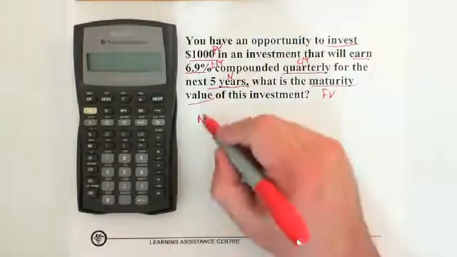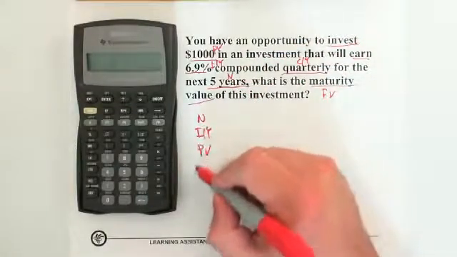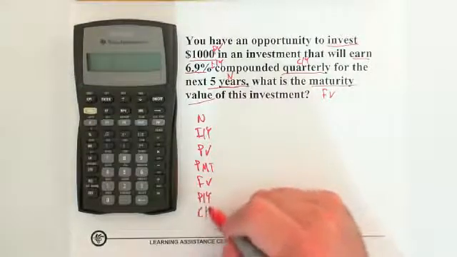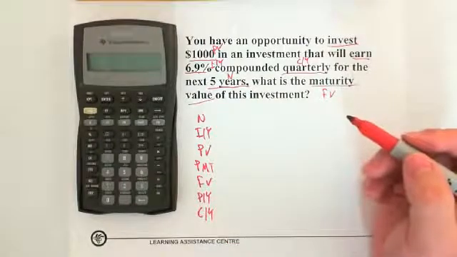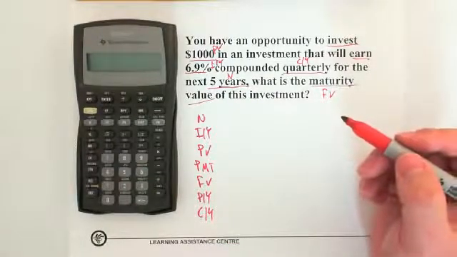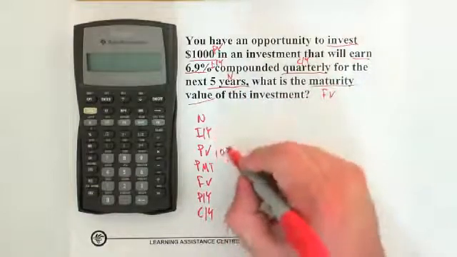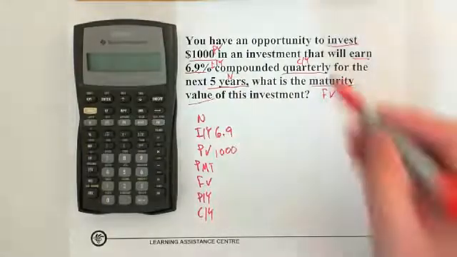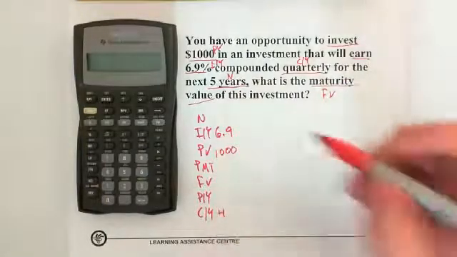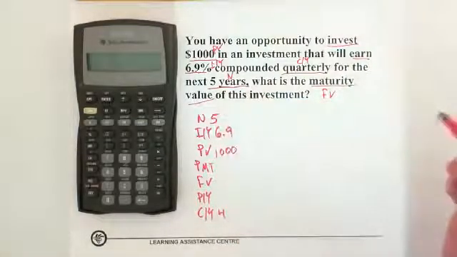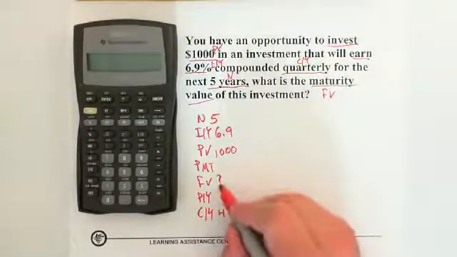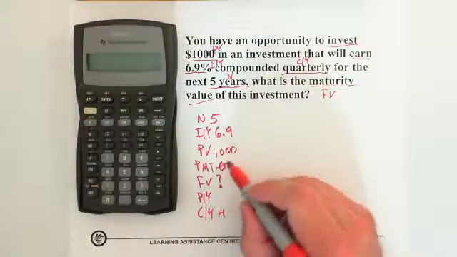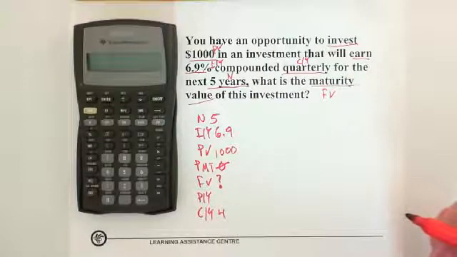Okay, so now we'll just quickly write out the row of buttons, and the PY and the CY. And then we'll just fill the numbers in as we see them. So the first number was 1,000 PV, and then 6.9 IY, quarterly for the CY, 5 years for the N, and then we want to find maturity value. So a little question mark beside future value. There are no payments in this question, so I'm going to put a 0 beside PMT.